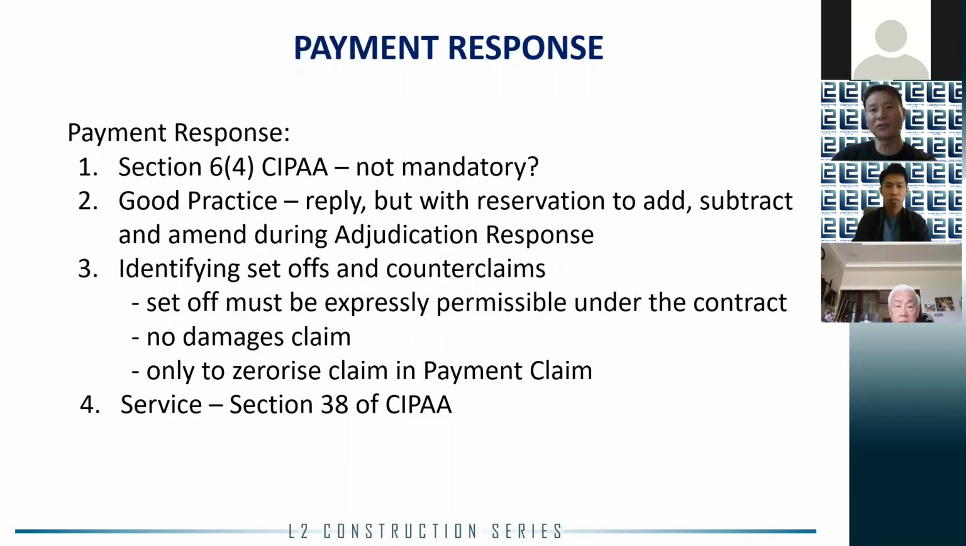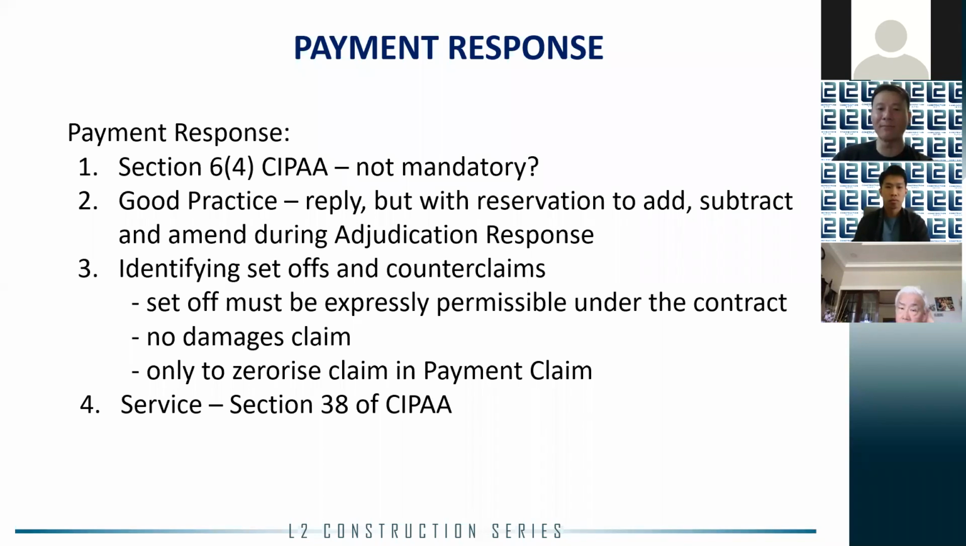Now, the other thing is that in putting up a response, you have to identify what are your set-offs, what are your counterclaims, right? You can actually raise whatever set-offs that you can, but it must be within the parameters of the contract. There must not be damages claim. There must be provisions which allow you to launch the set-off to deduct the sum that is being claimed by the unpaid party. Now, even if you have a set-off or counterclaim that is more than the payment claim amount, at the end of the day, even if you win, you can only zeroize the claim.